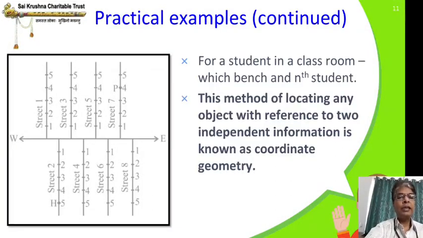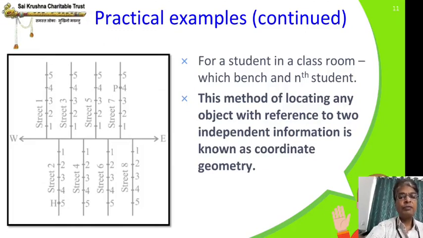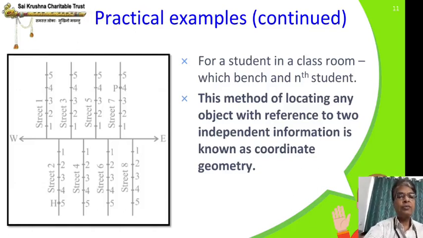This method of locating any object with reference to two independent pieces of information is known as coordinate geometry. Although in these definitions we have not written perpendicular, when we start putting axes and graphs, we will see it will always be perpendicular. Here also we have seen that streets are in one direction and the number of houses are in the perpendicular direction of the street. So this type of locating any object with reference to two independent pieces of information is coordinate geometry.